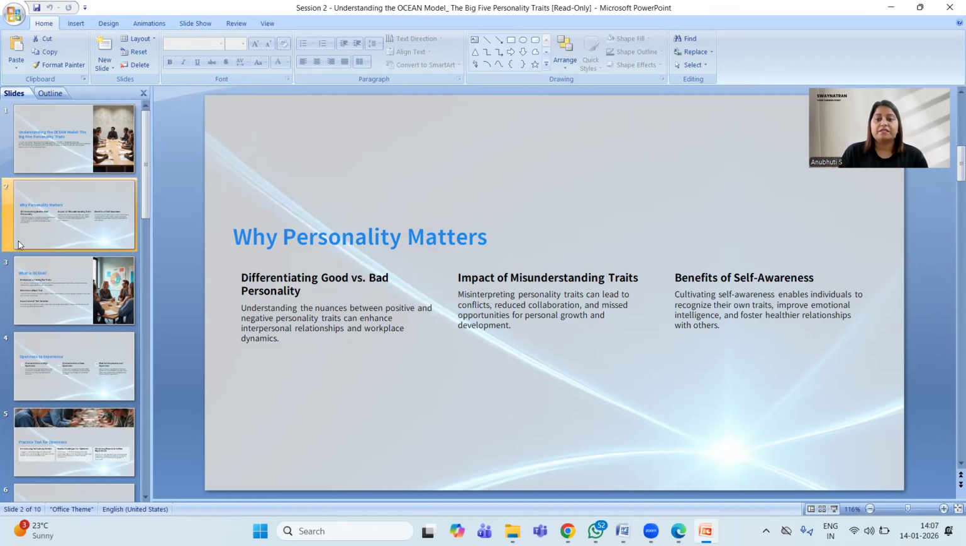Second is the impact of misunderstanding traits. Misinterpreting personality traits can lead to conflicts, reduced collaboration, and missed opportunities for personal growth and development. Sometimes, have you noticed, when a person is not thinking the same way you are, there is a clash of personality, a very common phrase we use in our workplace or in social situations, where we don't want to talk to the other person, or we talk to another person because we are matching personalities or thought processes.